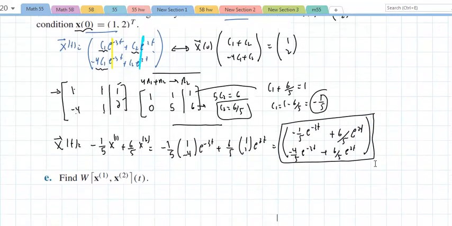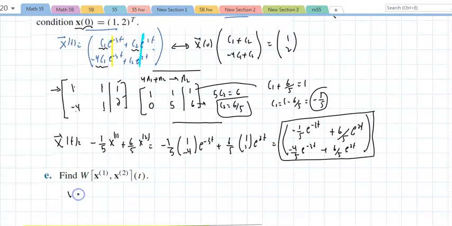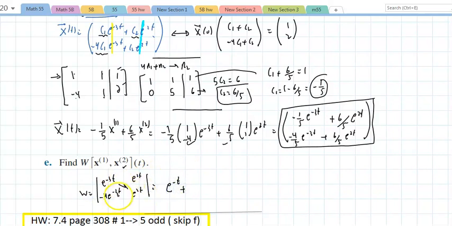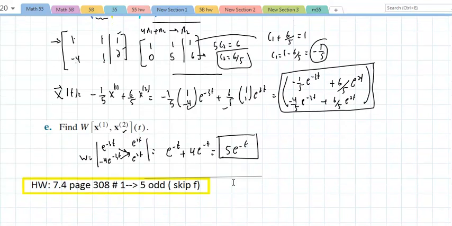And the last thing they want us to find is the wronskian. Well, the wronskian, if I list x1, x2, remember I list them this way. x1 is e to the negative 3t, negative 4 e to the negative 3t, and x2 was e to the 2t, e to the 2t, they're right there, or in the beginning. If I take the determinant of that, that would be e to the negative t minus a negative 4, so that's plus 4 e to the negative t, that would be 5 e to the negative t, and we know that can't equal 0. And there's the homework. We're going to skip part F on section 7.4.